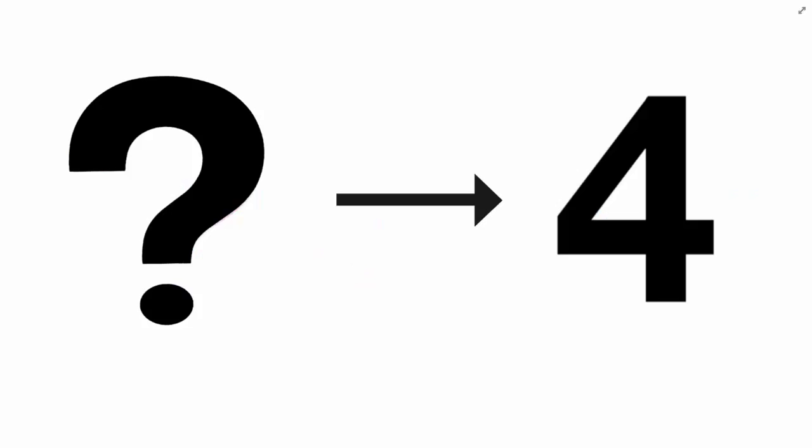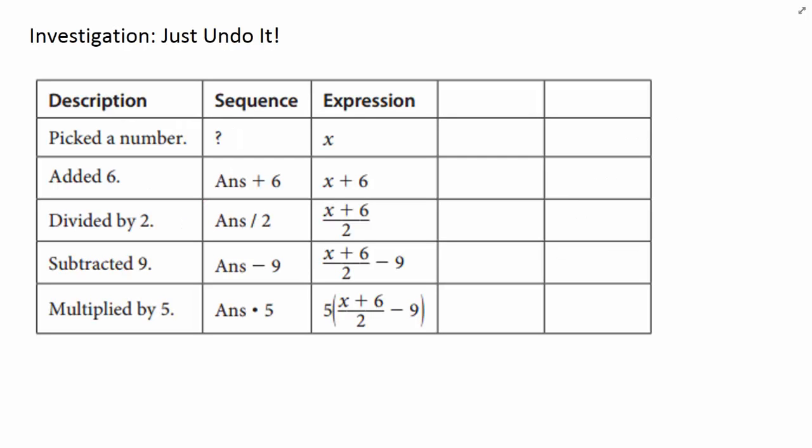For example, if we end up with 4, we can use the process of undoing operations to figure out what the starting number must have been. Let's think about this description. I took a secret number, added 6, divided by 2, subtracted 9, and multiplied by 5. The result is negative 10.